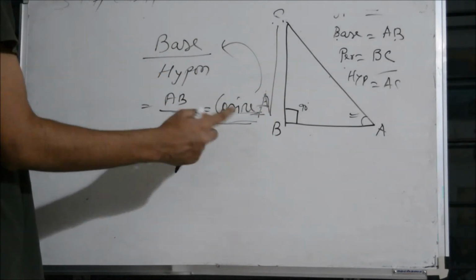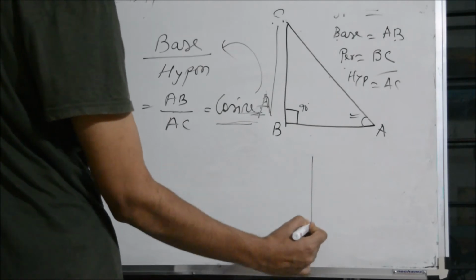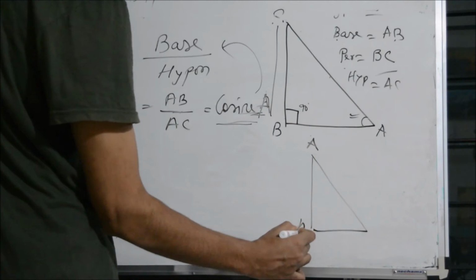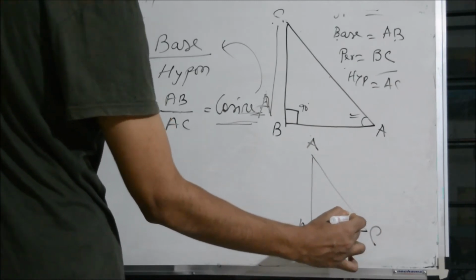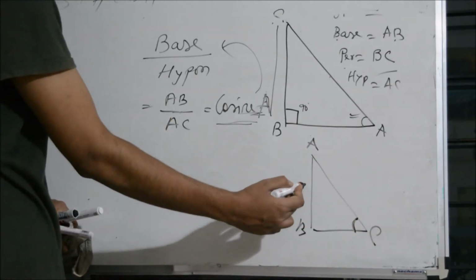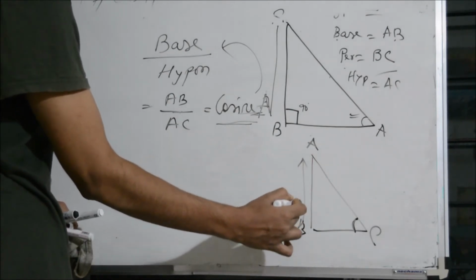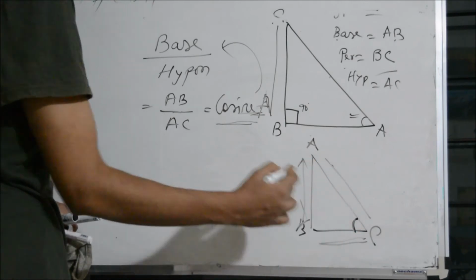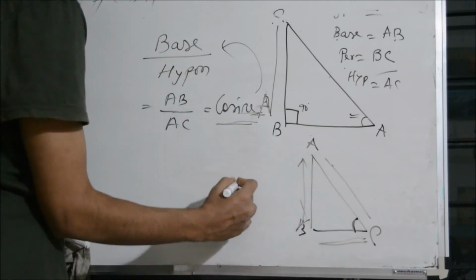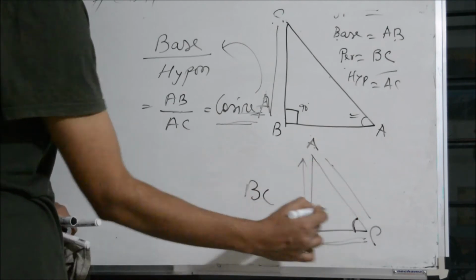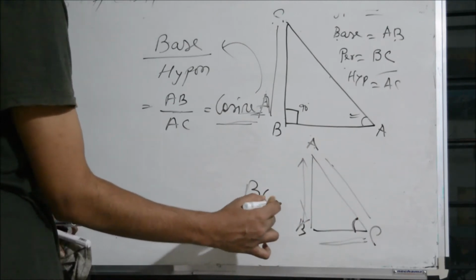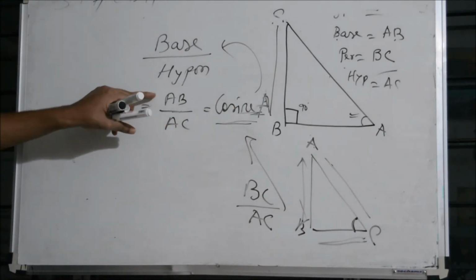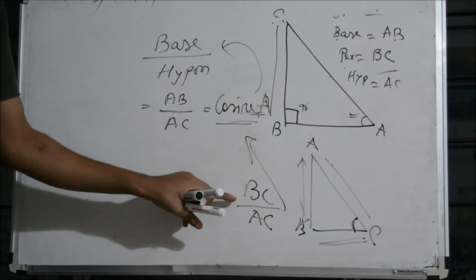This AB by AC value might change. Suppose I consider the triangle like this, A here, B here, C here, and our angle is this only. Now our perpendicular will be AB, base is BC and hypotenuse is AC. Therefore base by hypotenuse is BC by AC, which is again cosine of A. But don't get confused why AB by AC is cosine of A in one case and BC by AC here.